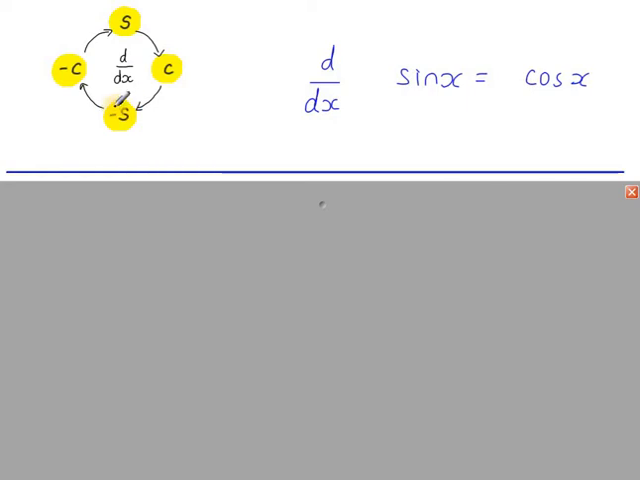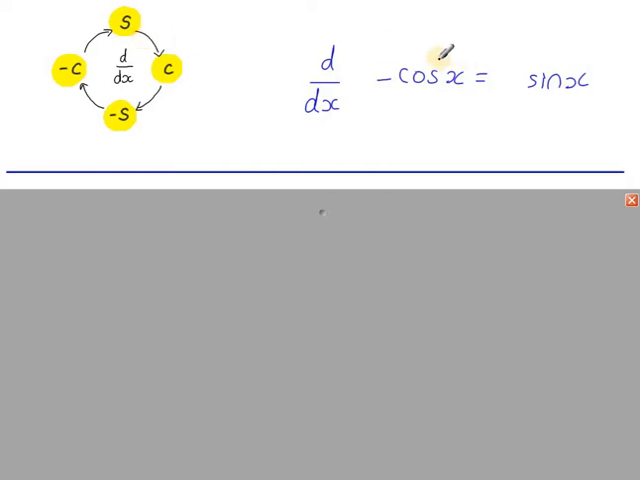If I differentiate minus sine, so if I'm here, so if I'm differentiating a minus sine function, I will get minus cos. And if I differentiate cos x, I will get minus sine x. And if I differentiate minus cos, I get sine. So if that was minus, that would be sine.